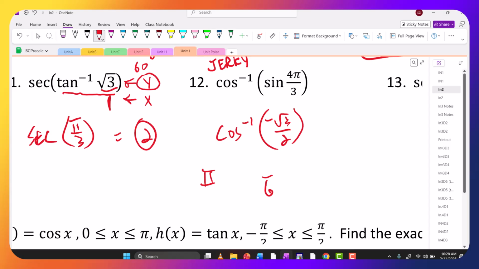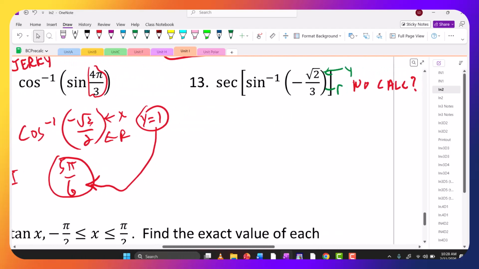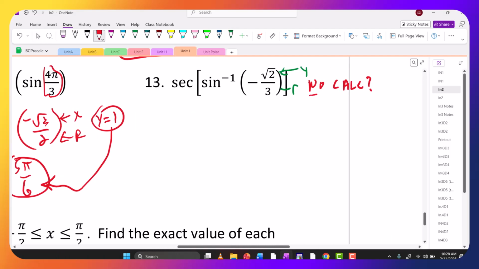Okay, so that's what the ratio is here, because that's x. This is r. So I know y has to equal 1. That's the reference angle. The reference angle is a 30 when I reverse this. But what's jerky about this is this angle is in 3, but the inverse cosine angle has got to be in quadrant 2 because of the rules.